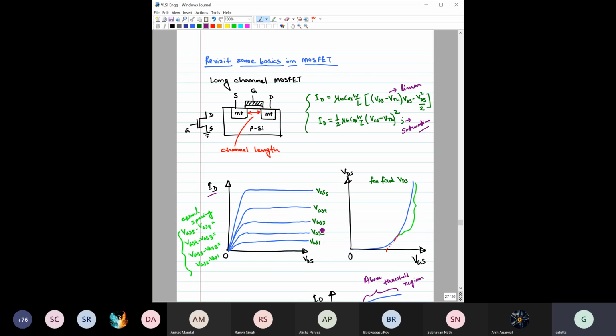Here it is VGS1, VGS2, VGS3. The important thing to note is that we are changing VGS at a regular interval. That means the separation between these two is equal to the separation between these two. So that's equal spacing. If it is 1 volt, say it increases by 0.5, so 1 to 1.5, 1.5 to 2, 2 to 2.5, like that. So equal spacing between them.